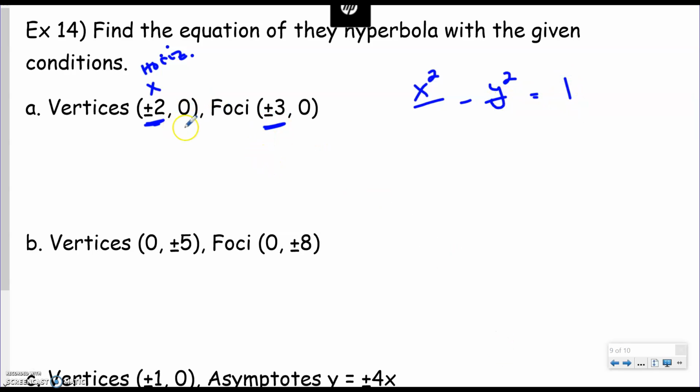that means I need to have my x first, subtracting my y. The next thing you need to do is consider if your center is at 0, 0, how far to the right did you move? If you went right 2, that means in the denominator I need to have 2 squared.